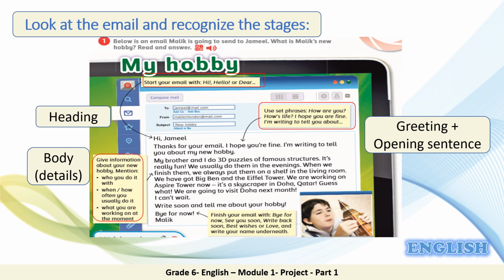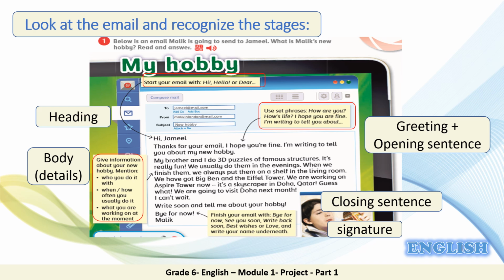If you look at the last two lines in the email, what do you see? Yes, write back soon and tell me about your hobby. Bye for now. And Malik, what do we call these two parts? Awesome job. We call them closing sentence and the signature. Now, when we finish our email, we can use bye for now, or we can use see you soon, write back soon, best wishes, or even love, and then we write the name in the end. All right?